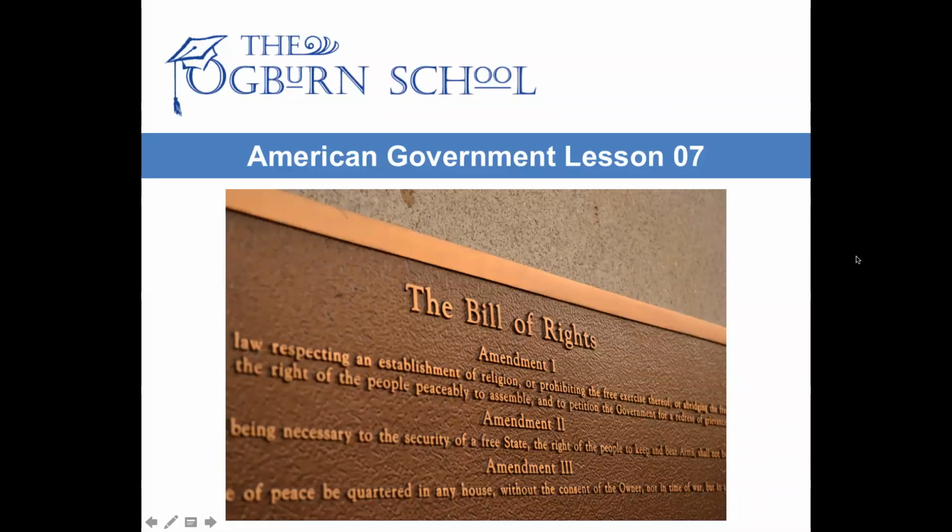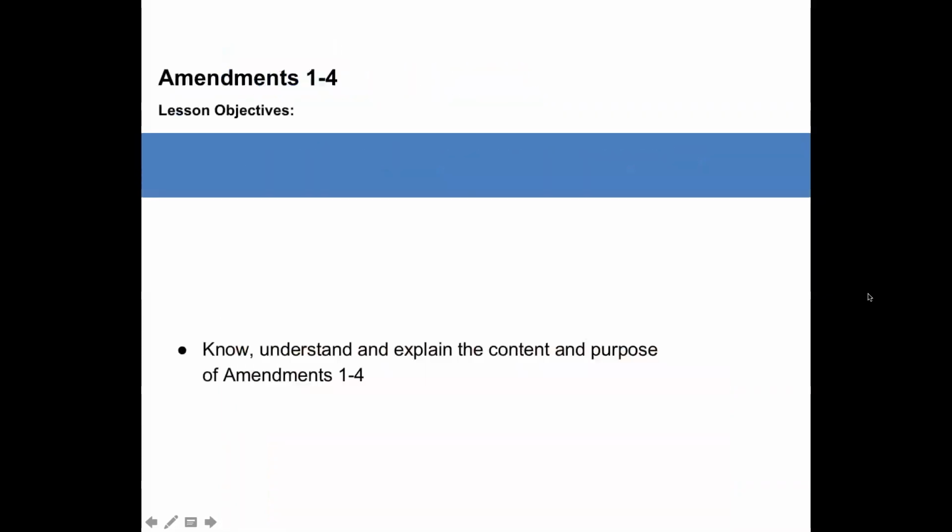American Government Lesson 7. Amendments 1 through 4. Our lesson objectives are: know, understand, and explain the content and purpose of Amendments 1 through 4.